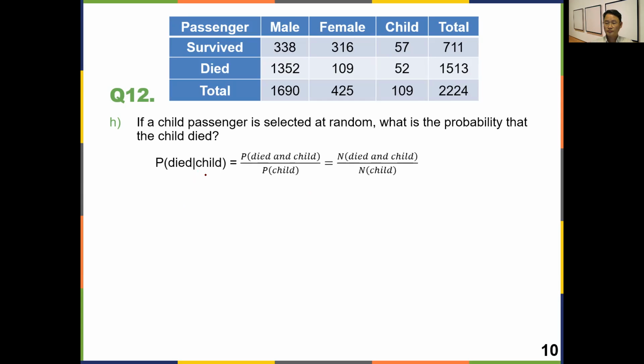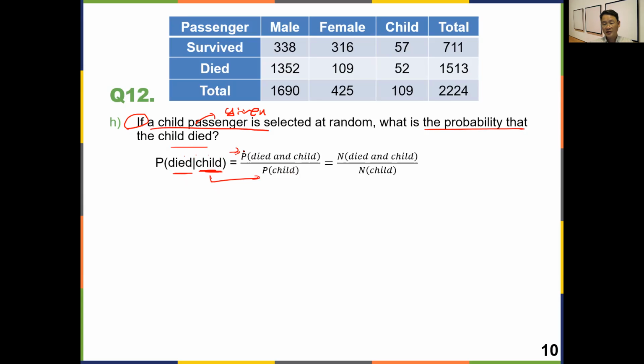Okay. See, if a child passenger, that's a given part right there. What's the probability the child died? Conditional probability. So, how do you interpret this? The given part goes under, the probability of child, and the probability of died and child goes on the top.